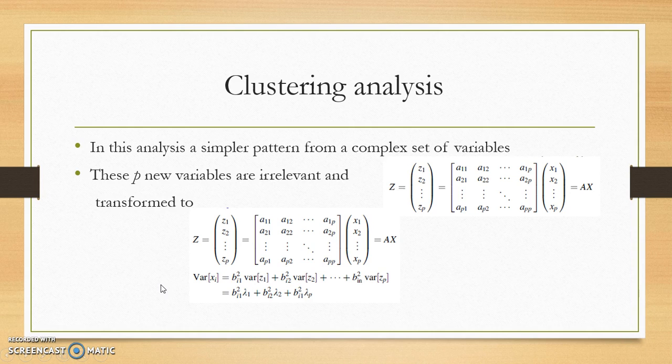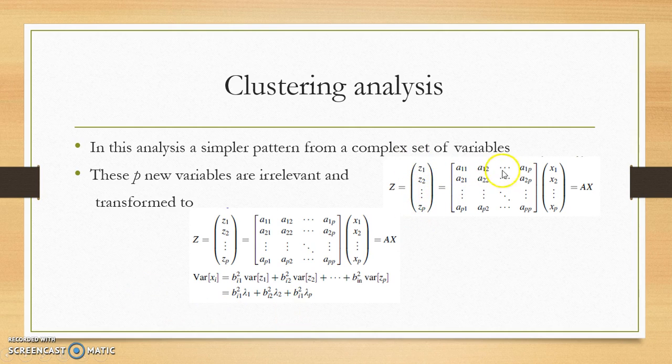Coming to the next one. In this analysis, a typical multivariable statistical method helps to reveal a simpler pattern from a complex set of variables. Suppose X equals X1, X2, X3 up to Xp, where p is the dimension of the random variable. The principal component is represented as the linear combination of the original p variables.